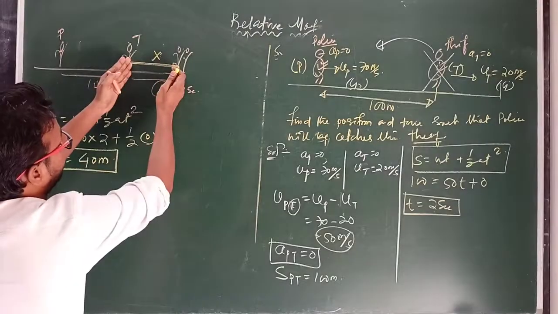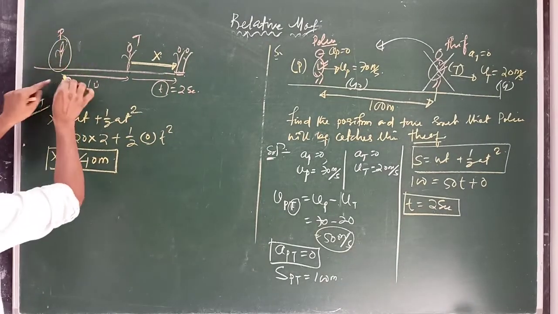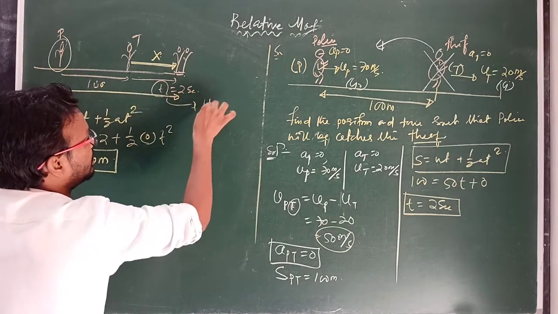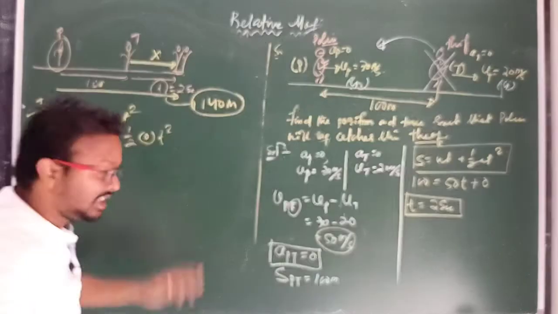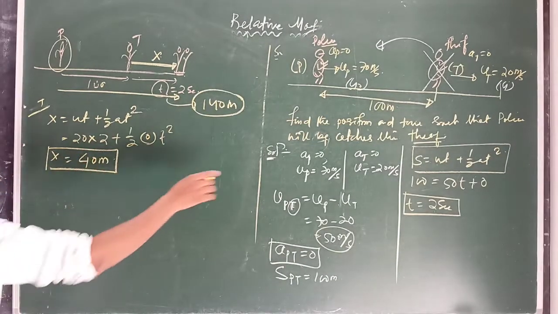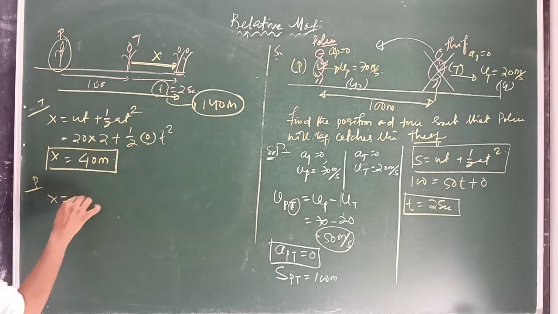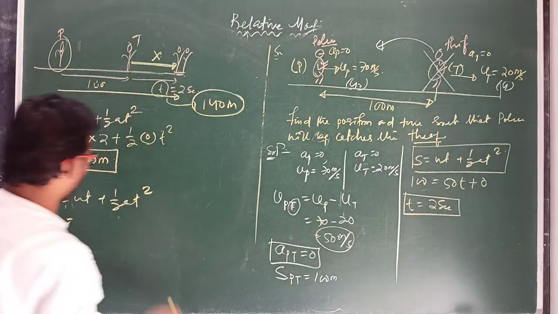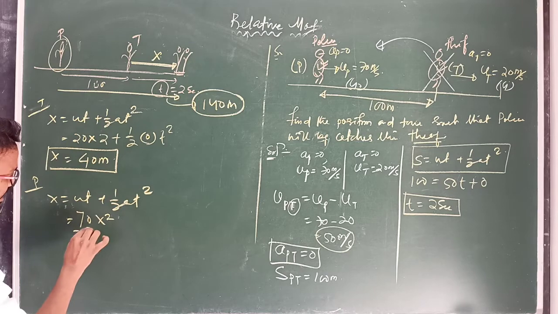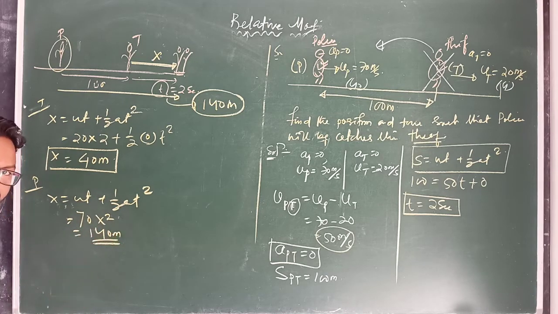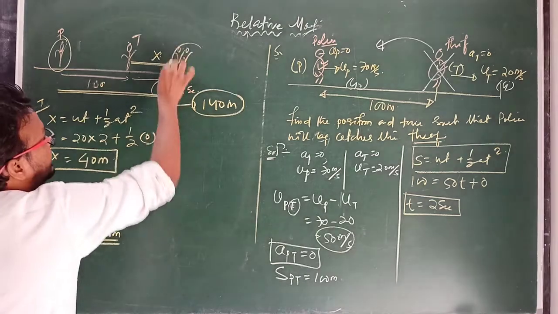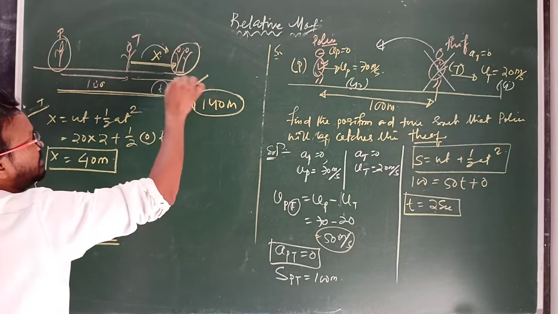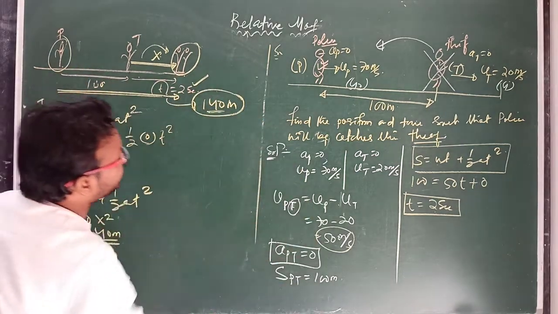If the thief travels 40 meter, then police has to travel 40 plus this 100. So the total distance covered by police, how much? It will be 140 meter. Clear? Now solve by the numerical method. So for police, x equals ut plus half at square, and u is here how much? That is 70. So 70 into 2 seconds, that is 140 meter. Clear? So they will meet at this point. It will take 2 seconds, and at that time the thief travels a distance of 40 meter and police travels a distance of 140 meter.